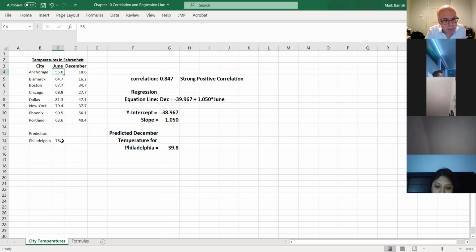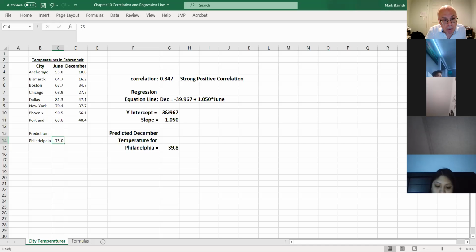Now down here, by the way, I put 75 here because I'm using this as my prediction. In this cell here, I'm using Philadelphia as another city, and I want to predict, if it's 75 degrees in June on average in Philadelphia, what would be the predicted temperature in December? That's what I'm trying to figure out. Now what I'm going to use is the so-called regression line, the line that best fits this data. How do I find that?